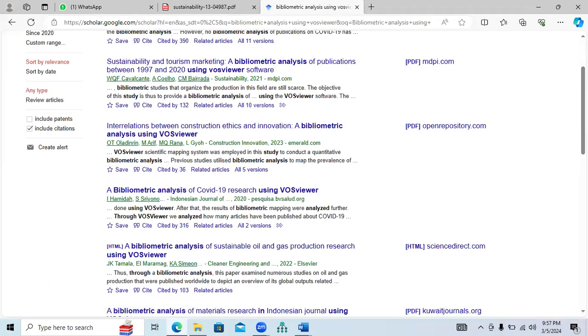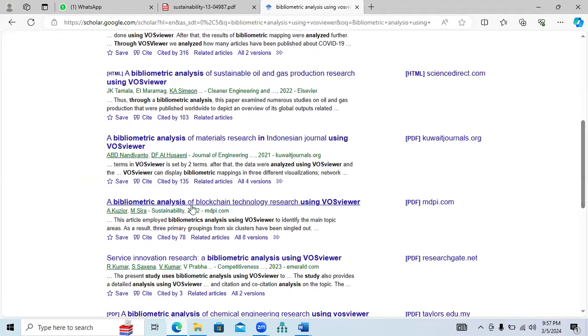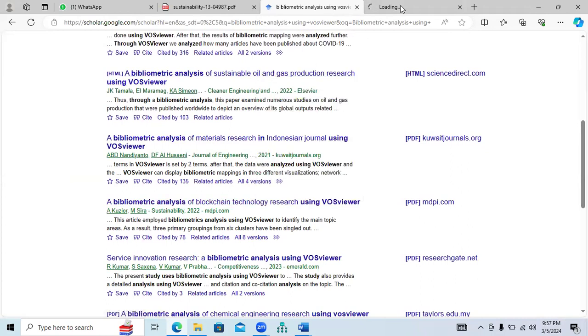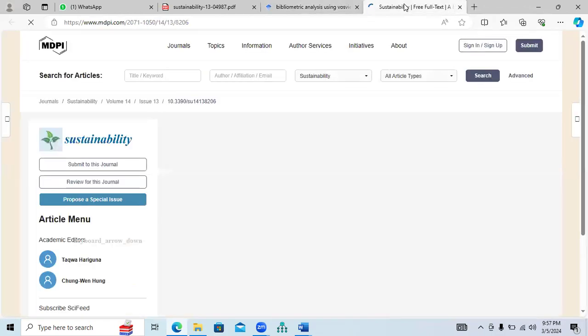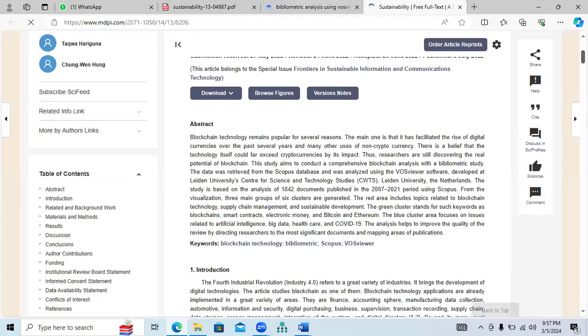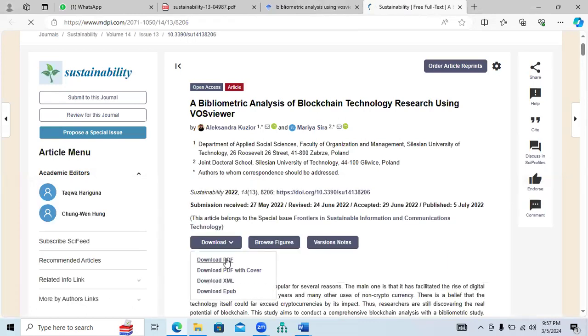For example, I would like to see another paper. It is based on uncovering blockchain technology using bibliometric analysis. Here, the author may need to understand how blockchain technology is developed. Let's suppose I would like to see this paper.